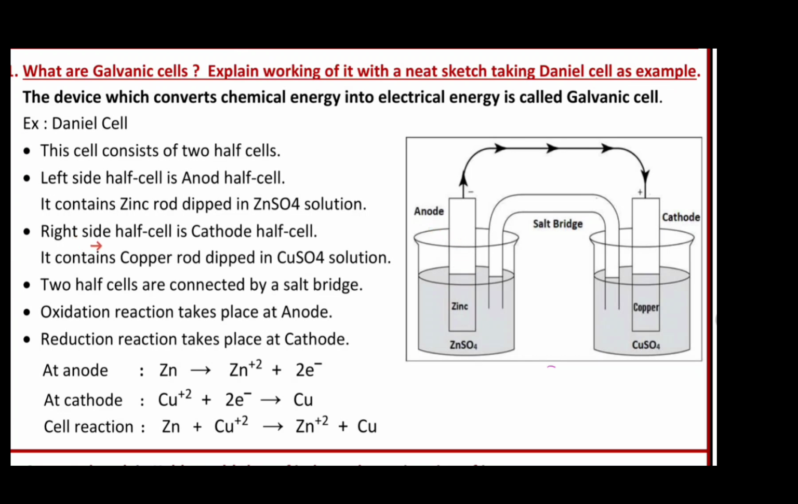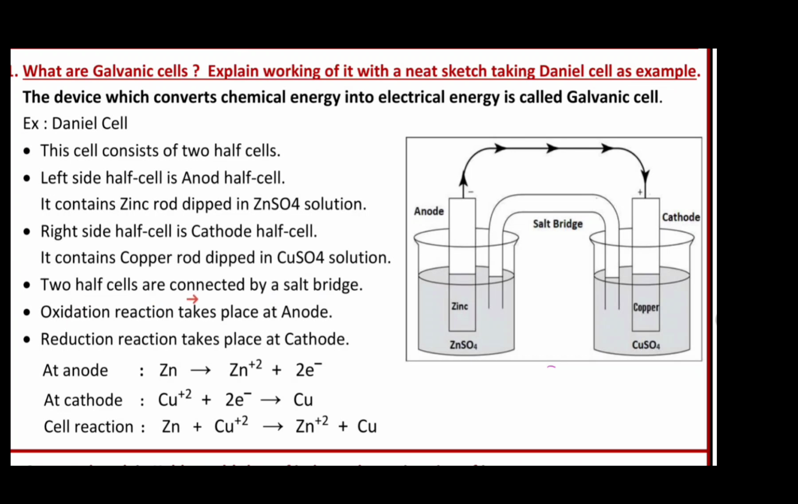Similarly, the right side half cell is cathode half cell. It contains copper rod dipped in copper sulfate solution. Right side half cell is cathode half cell, which consists of copper rod dipped in copper sulfate solution. Here copper rod acts as cathode.